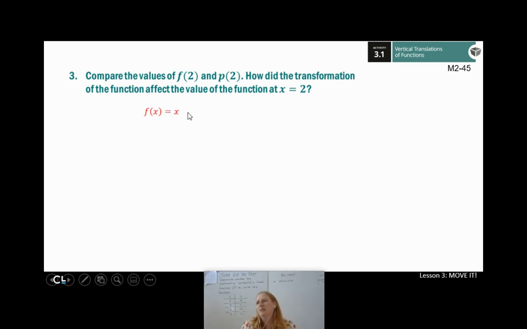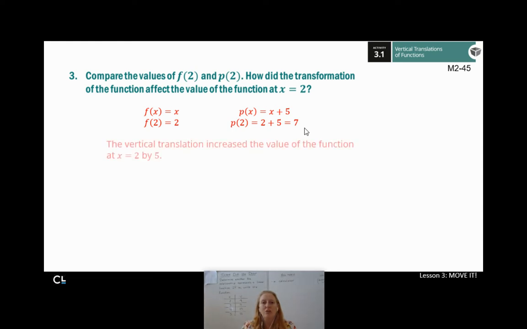So f of x equals x. So if I plug in a 2, I get f of 2 equals 2. We said that p of x is x plus 5. So if I plug in a 2, 2 plus 5 is 7. So p of 2 is 7. So how did the transformation of the function affect the value? It increased it by 5, right? So it's a vertical translation that increased the value of the function by 5. Fair enough.